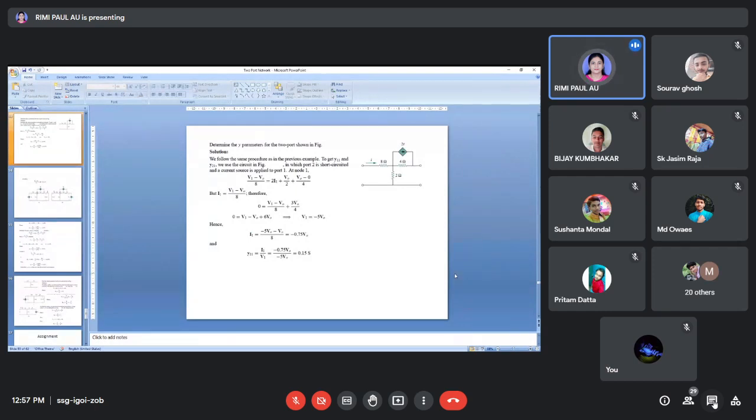Now, is any lateral entry student present? Yes, ma'am. Can you tell me what this source is? Which type of source is this? Is this a dependent or independent source? Ma'am, independent current source.